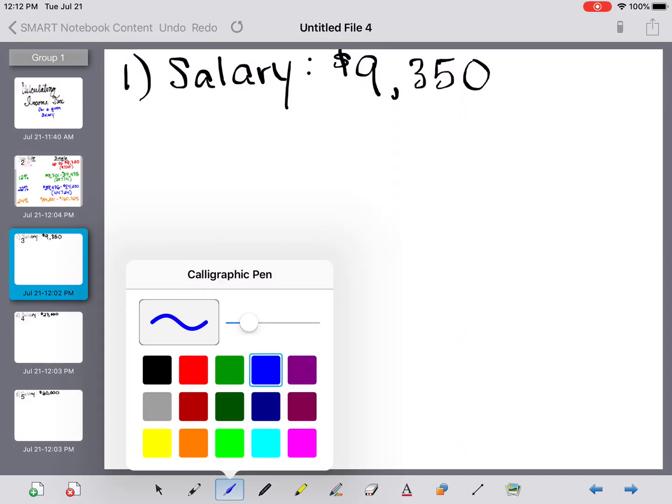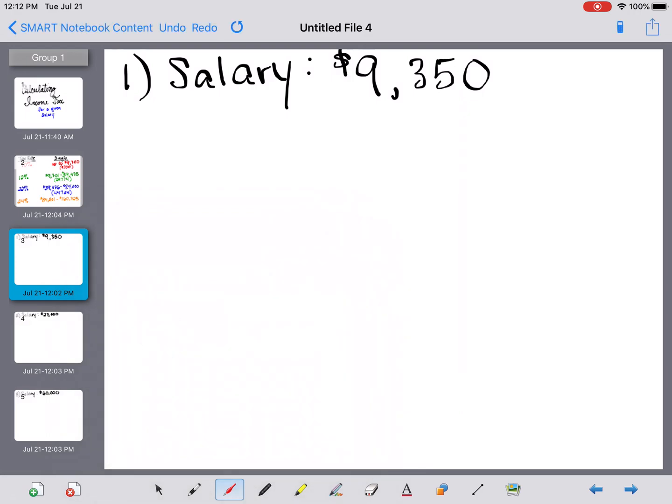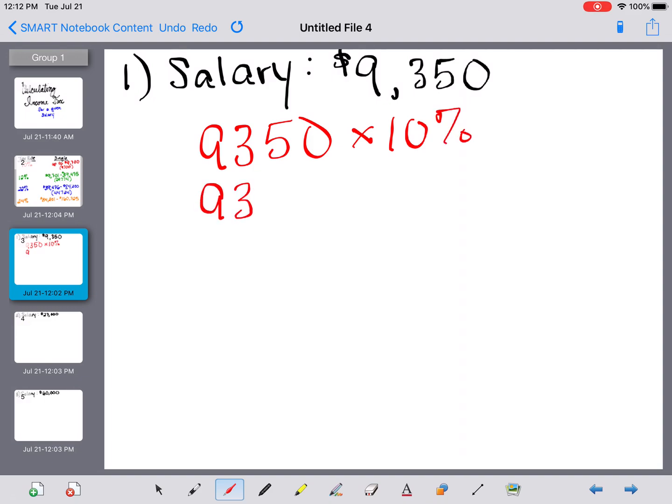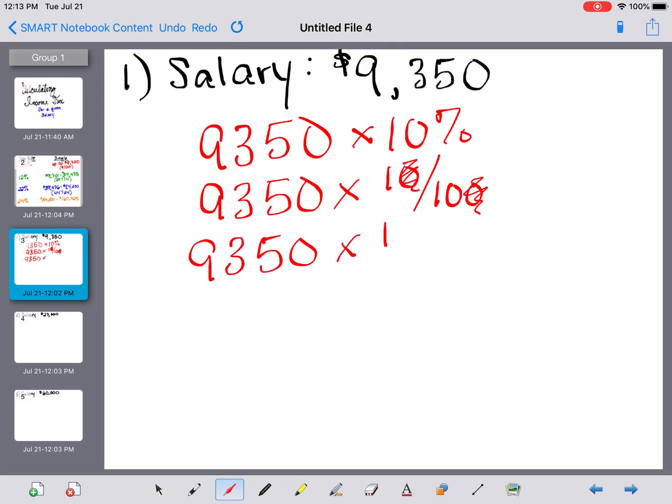In order to find 10% of a number, I'm going to take that number, which is 9,350, and multiply it by 10%. We have to remember that percents are out of 100. So this is 10 out of 100. So I have 9,350 times 10 out of 100. Hopefully you learned how to simplify fractions, and you would know that we can cancel out this 0 here with this 0 here, and we are left with multiplying 9,350 by 1/10. We also don't like fractions, but it's easy to turn this into a decimal.